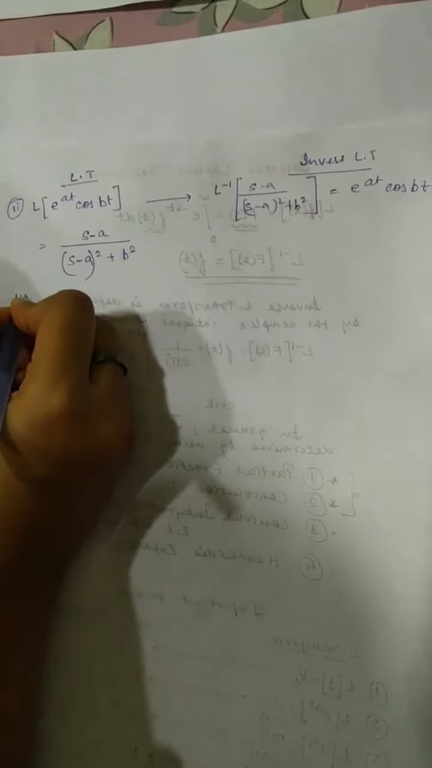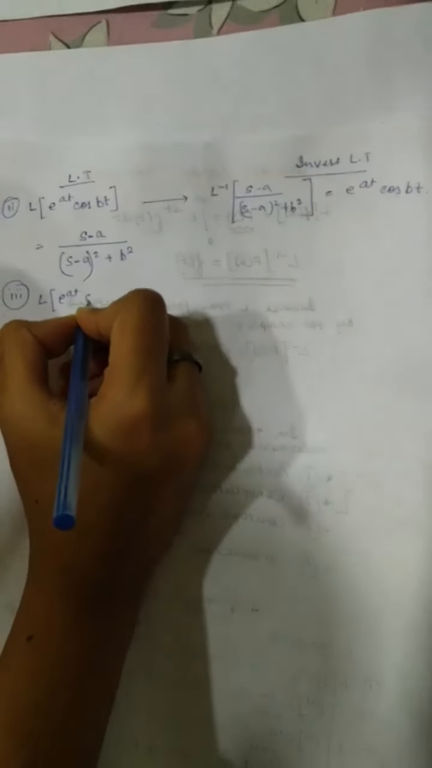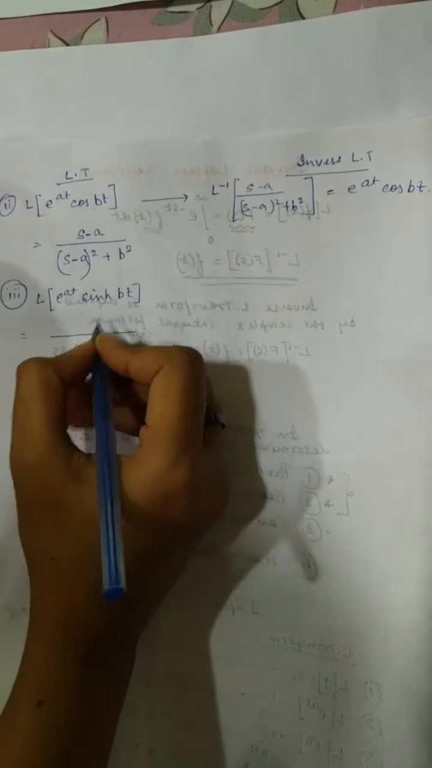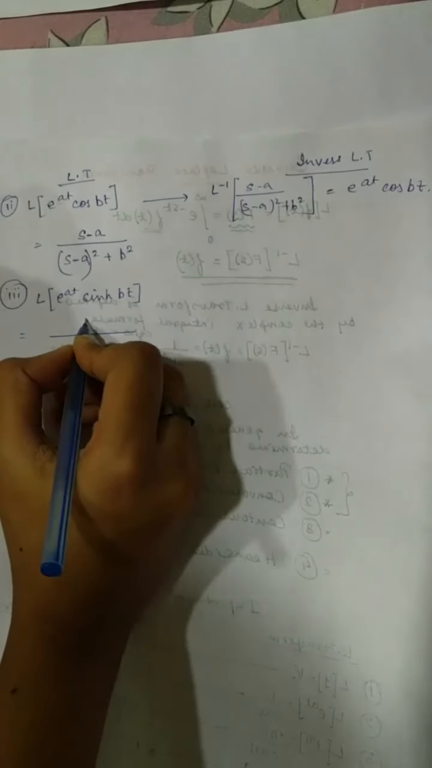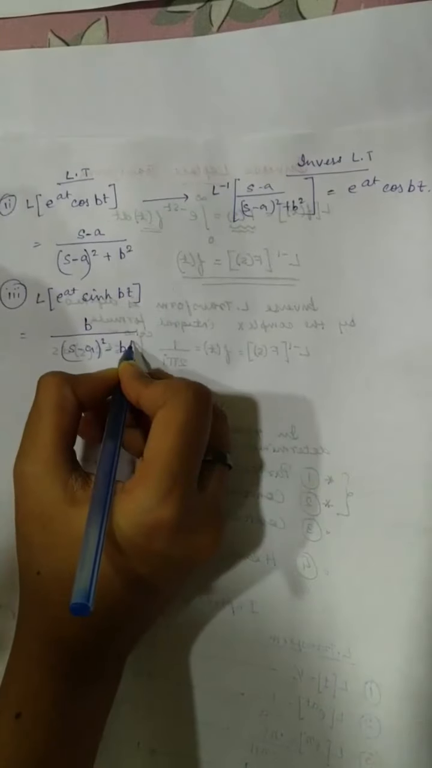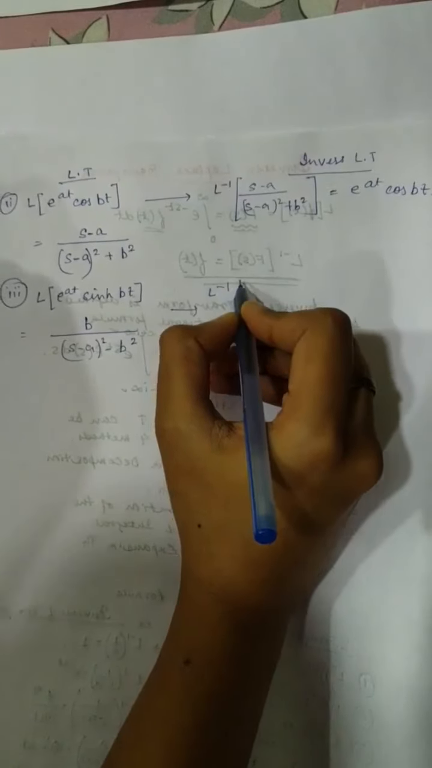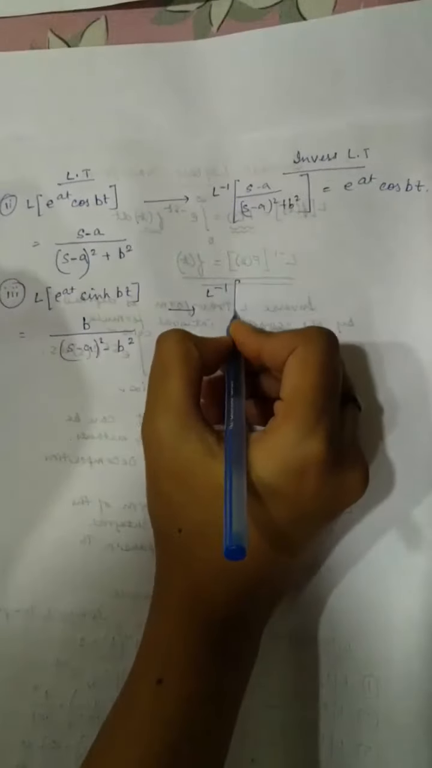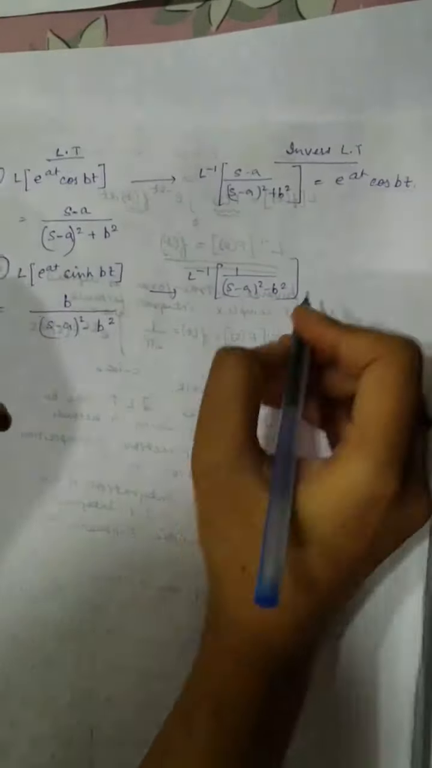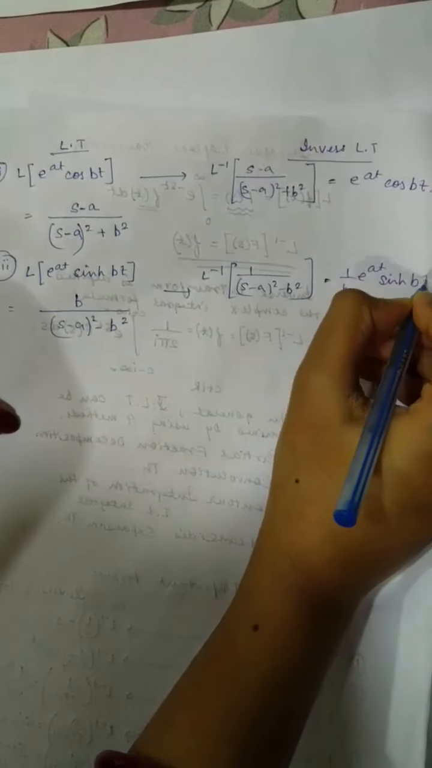Okay, so third, let's write it for hyperbolic as well. The Laplace transform of e to the power at sinh bt gives you, since it is sine, b on top and s minus a whole square minus b square in the denominator, right? So the inverse Laplace of 1 divided by s minus a whole square minus b square is given by 1 by b e to the power at sinh bt.